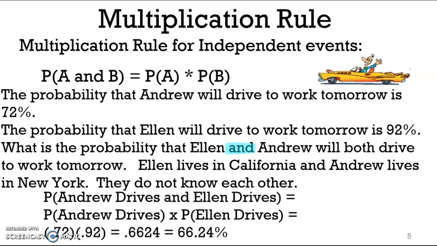Ellen lives in California and Andrew lives in New York. They do not know each other. Okay, this is important because these sentences right here tell me that these probabilities that they will drive, these are independent events, whereas if Ellen and Andrew were married or something, then they wouldn't be. So what we're going to do is the same rule we've been talking about. The probability that Andrew drives and Ellen drives is the product, or just multiply their individual probabilities. So 0.72 times 0.92 equals 0.6624.